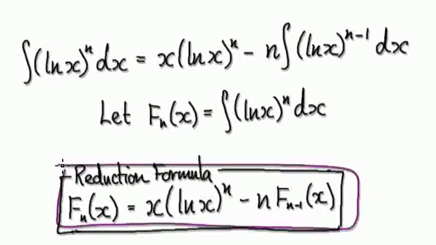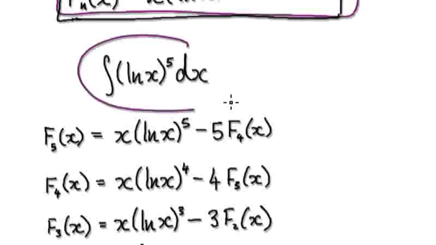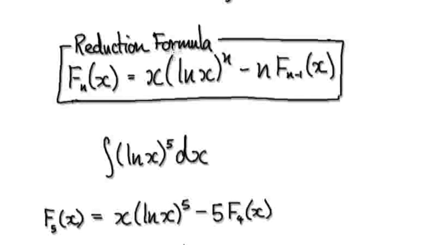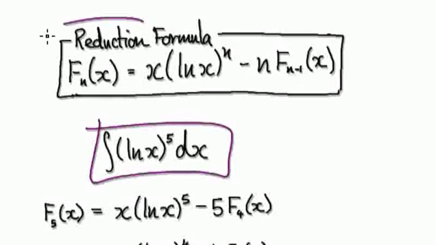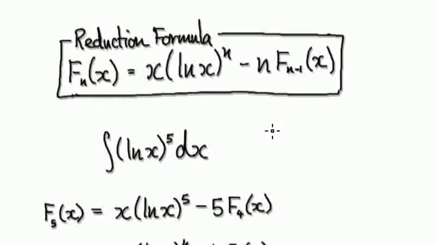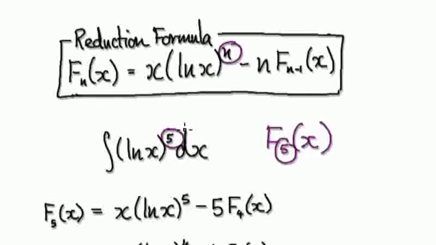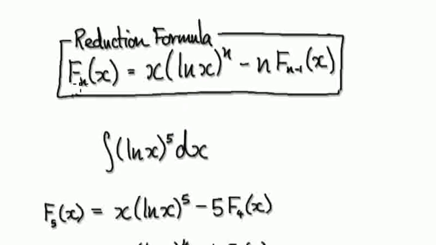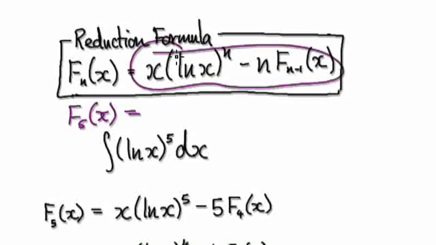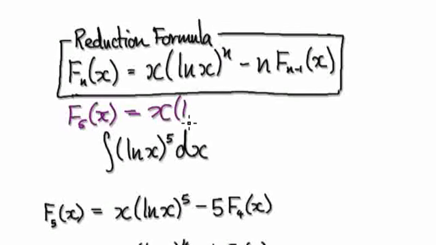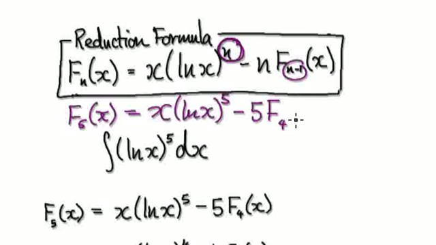So now that we've got our reduction formula, we can try to evaluate this. Following our reduction formula, using the notation, we are really trying to find this out. Our n here is really this bit here. If we're trying to find f subscript 5 of x, then using this formula it will be x natural log of x to the power of 5, and then take away 5, remember n is 5, 5 times f of the previous term, f 4 of x.